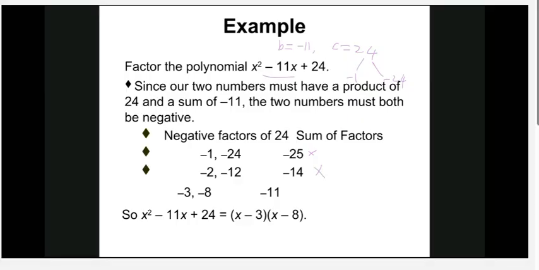So we think of negative 3 and negative 8, this will add up together to negative 11. So we can factor into x minus 3 times x minus 8. So that's the factoring for this quadratic.